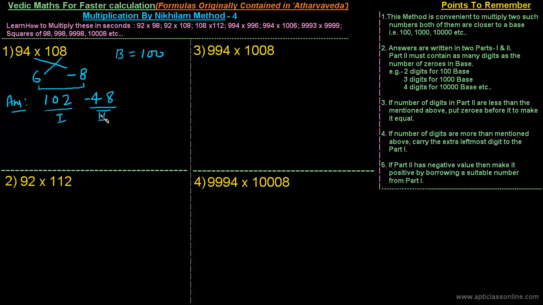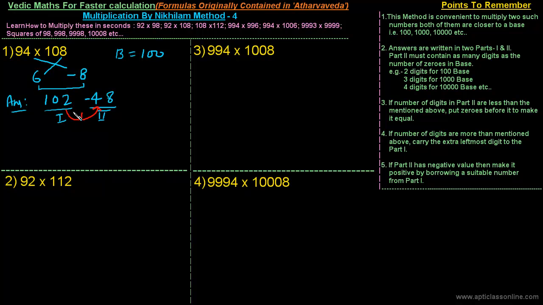Okay, the second part cannot be negative. As we see in the fourth point to remember, if part 2 has negative value, then make it positive by borrowing a suitable number from part 1. So as the second part has negative value, what we can do is borrow a suitable number from part 1. If you borrow one from part 1, the value when it goes to part 2 will become 100, because part 1 has 100 times the value of part 2.